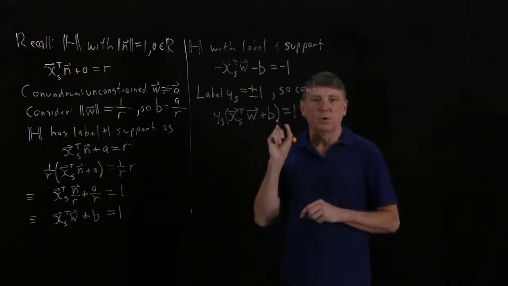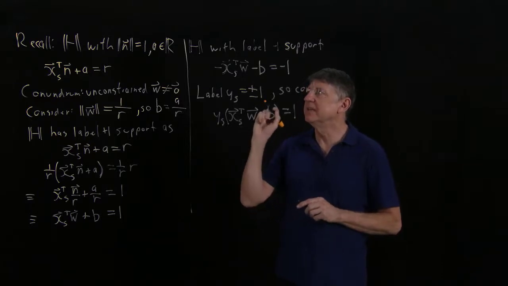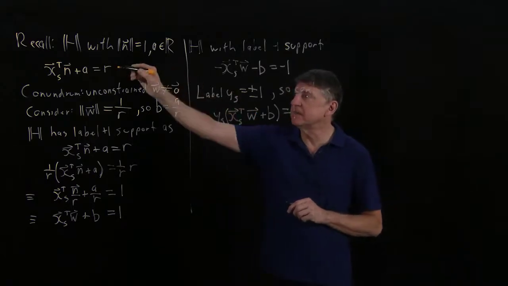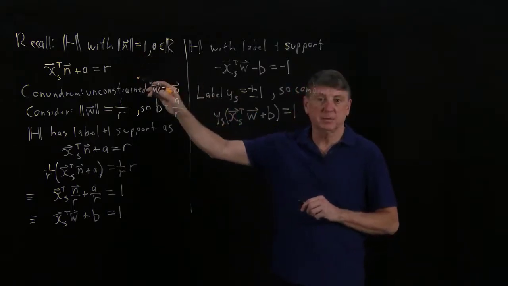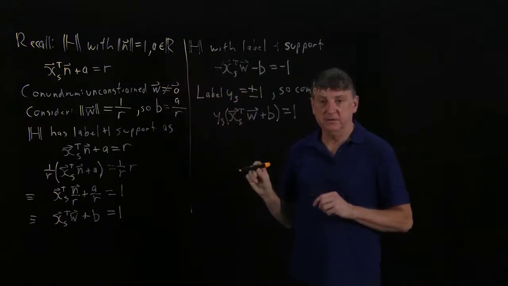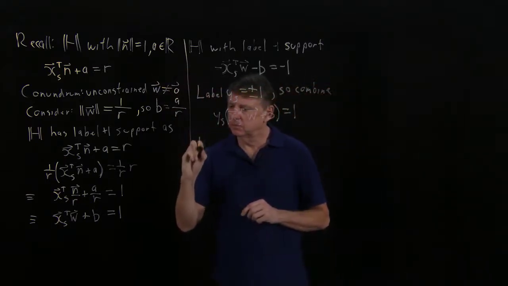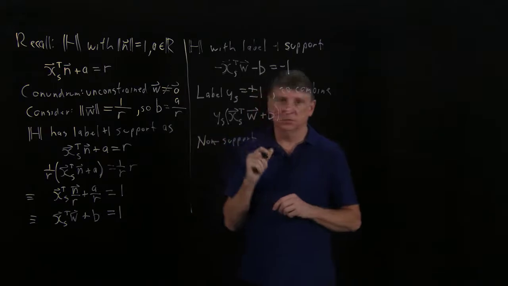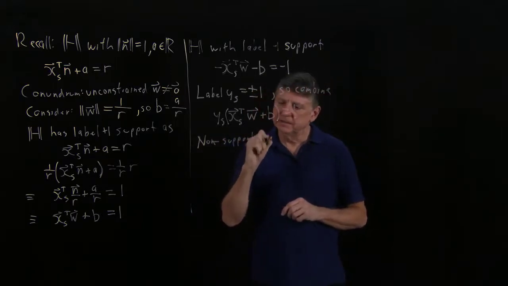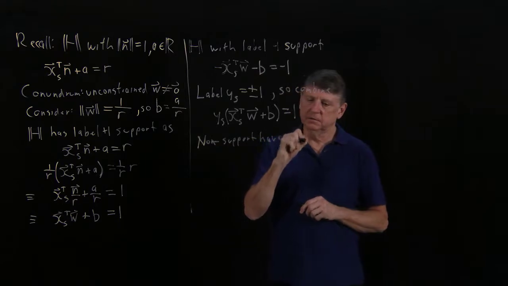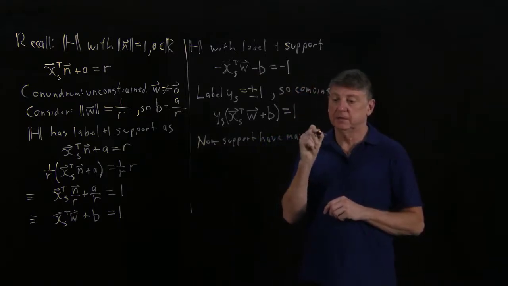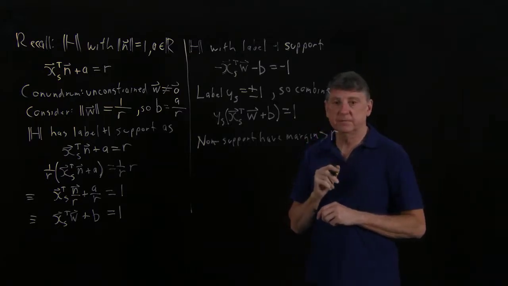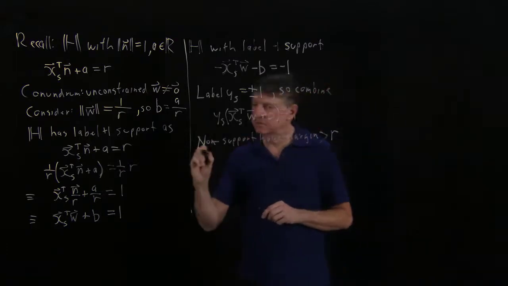And now we recall that the margin was the signed distance from a support vector to the hyperplane. Non-support vectors have a margin that is strictly greater than the margin for a support vector. So we can combine these.